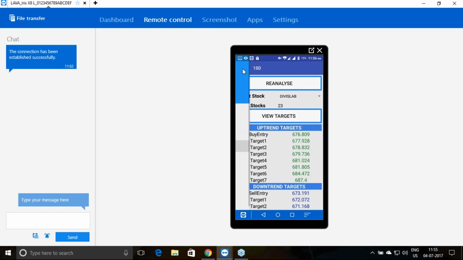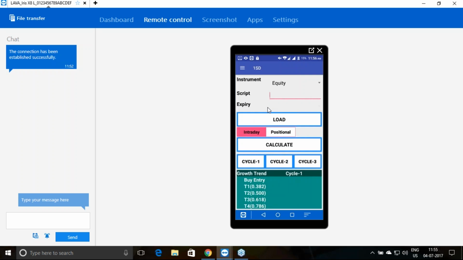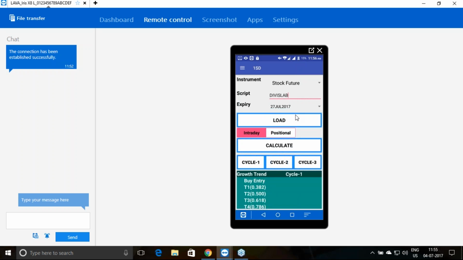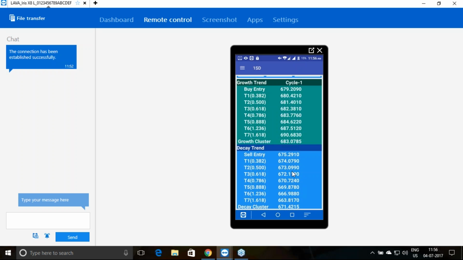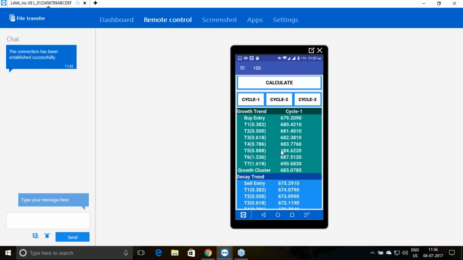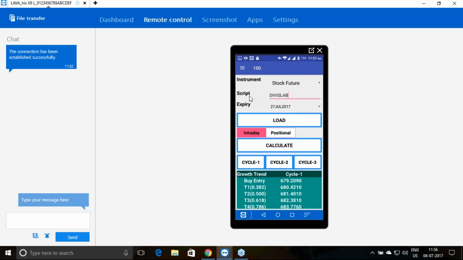For the most current analysis, I can go to equity and futures, equity future option. I can go for stock futures, choose Divi's Laboratory, save, and load data, because this is the most current thing I can get. That is based on the opening; however, this is the most current thing I can get post that opening, with the real-time volatility estimate and other things.